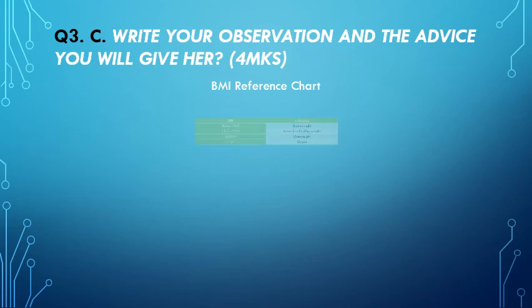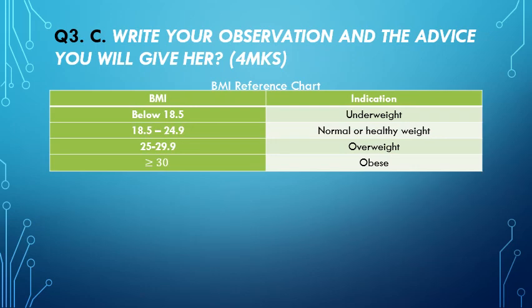In order for you to know the significance of that value, you must be well versed with this table, which tells you that a BMI below 18.5 indicates underweight. A BMI between 18.5 and 24.9 indicates that the person has a normal weight. Take note. A BMI of 25 to 29.9 means the person is overweight. And a BMI greater than or equal to 30 indicates that the person is obese.